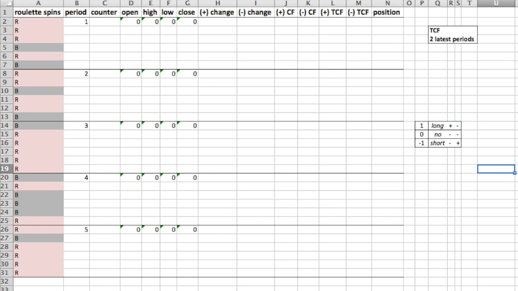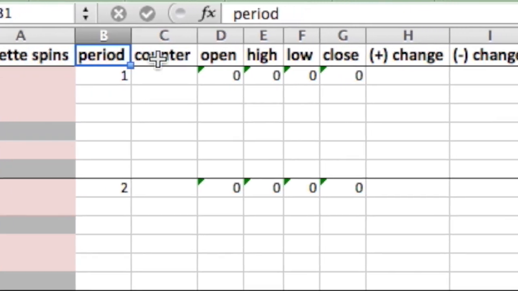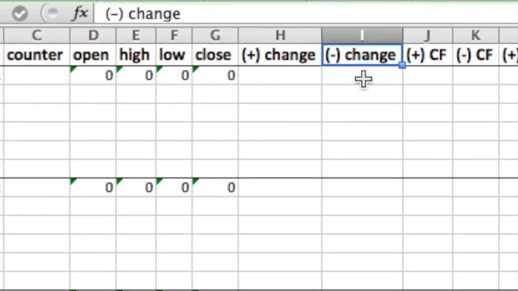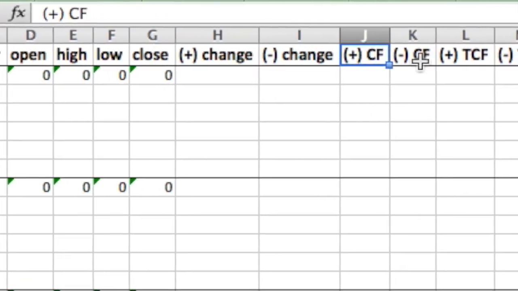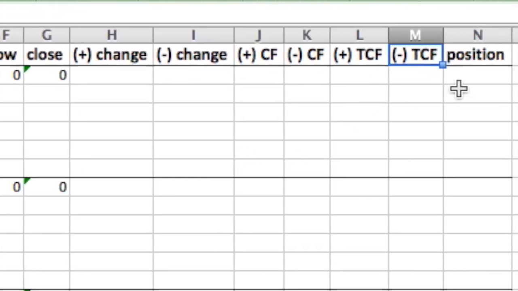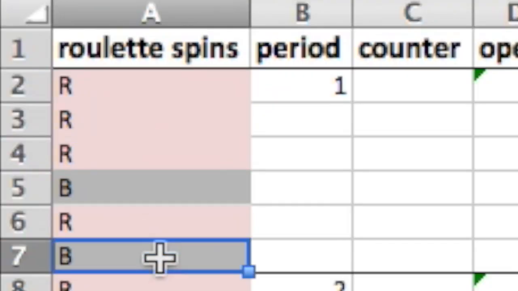So let's look at this table of information here. So you have here the roulette spins, the periods, counter, open, high, low, close, the plus change, minus change, the plus continuation factor, minus continuation factor, the plus TCF, minus TCF, position. As you have red, black, and so on.